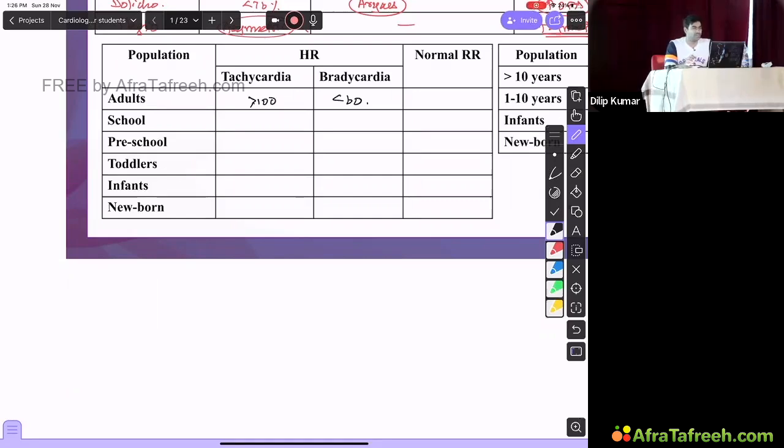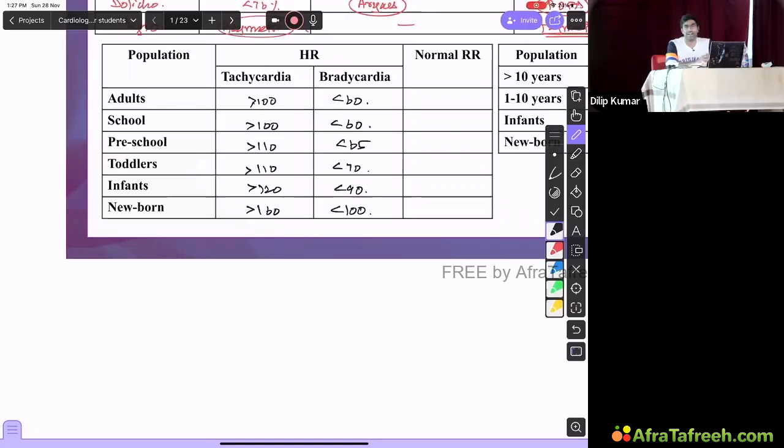Everyone knows this. On the other hand, in school-going children, the definition remains the same. Suppose it's a preschool child: more than 110 we call tachycardia and less than 65 we call bradycardia. In toddlers, more than 110, less than 70. In infants, more than 120, less than 90, and in newborns, more than 160 and less than 100. Remember, in a newborn child, heart rate less than 100 is bradycardia.